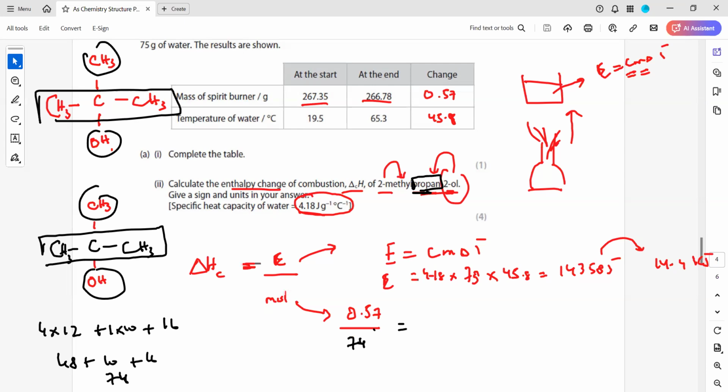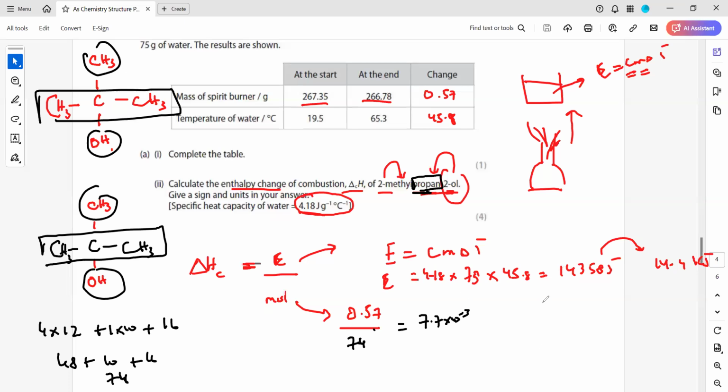What's the answer? That will give us the moles. 7.7 exponent -3. Okay, so we got the moles. So 7.7 into 10 power negative 3, or 0.0077. Now we need the enthalpy change.